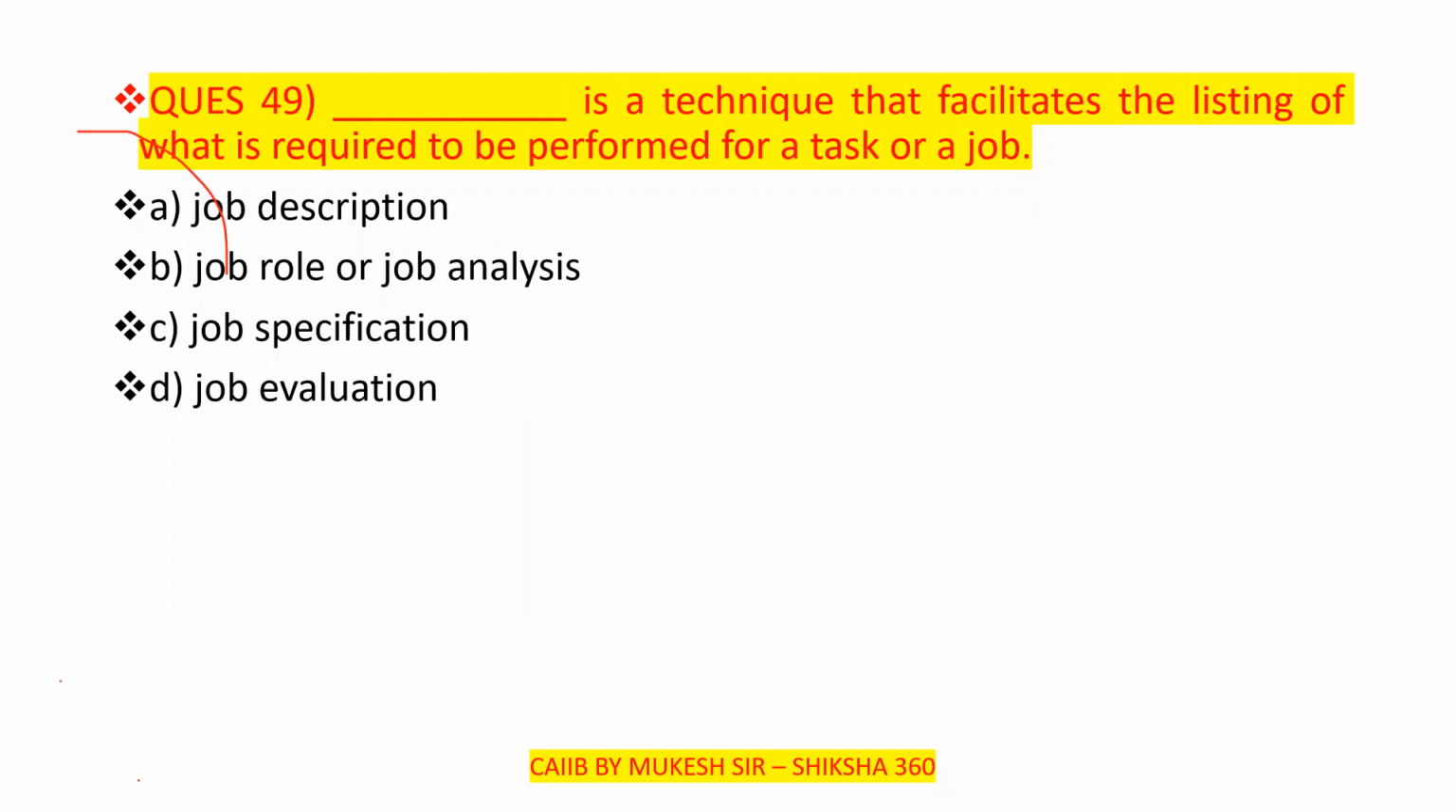So dash is a technique that facilitates the listing of what is required to be performed for a task or a job. Please tell fast. First option is job description. Second option is job role or job analysis. Third option is job specification. Fourth option is job evaluation. So the correct answer, yes, many students are right.